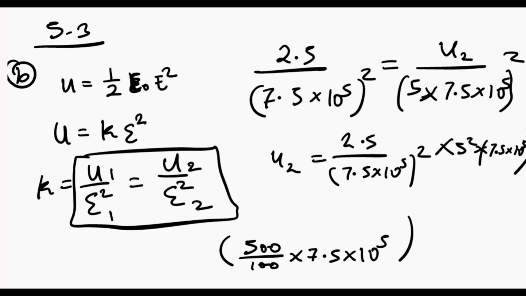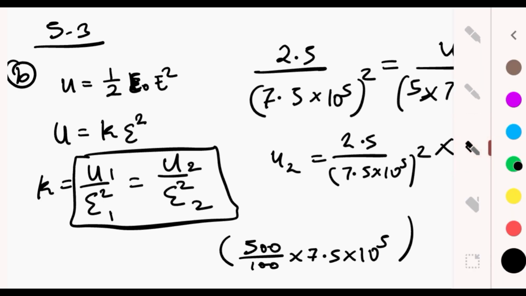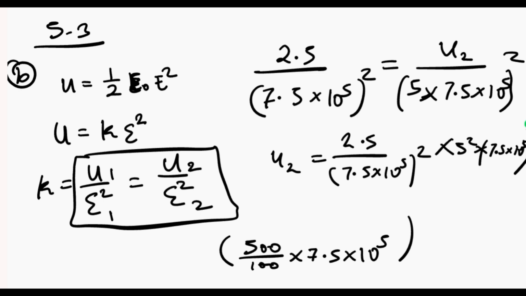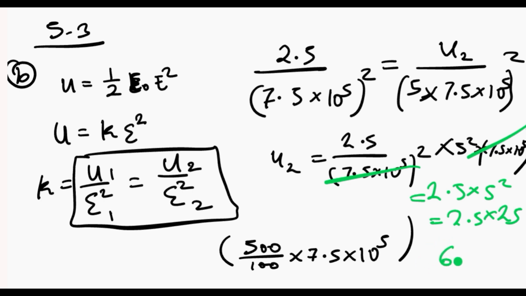So in here now, this will cancel this and you'll be left with 2.5 times 5 squared. That is the same thing as 2.5 times 25. Are you getting it now? So if you evaluate this in your calculator, you have 62.5 joules per cubic meter. So this is the answer.